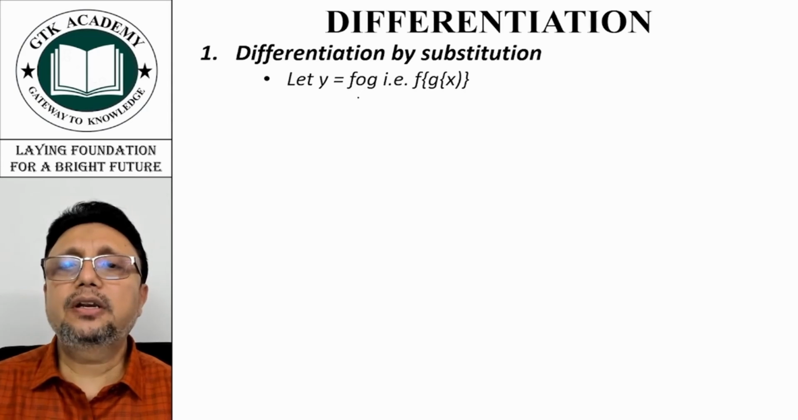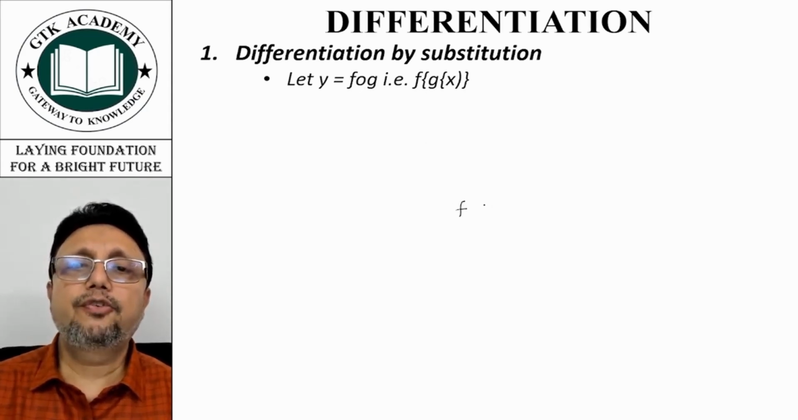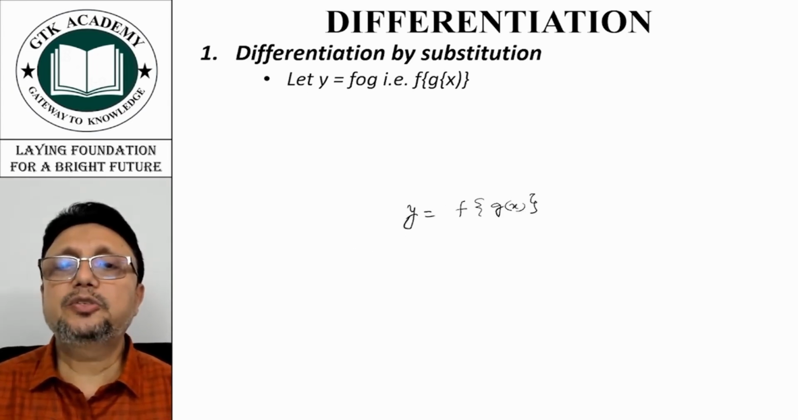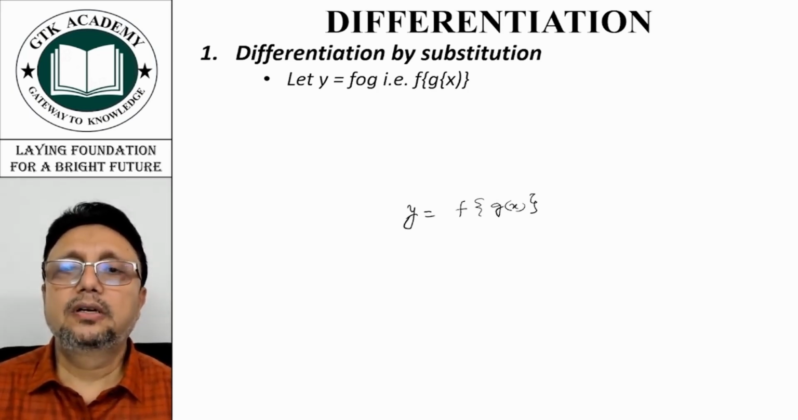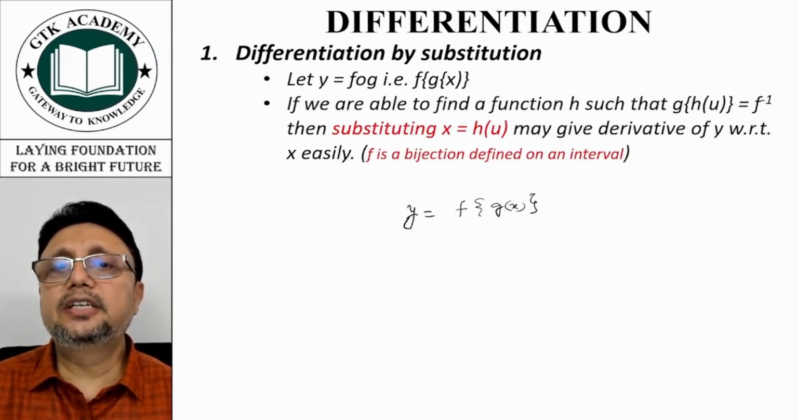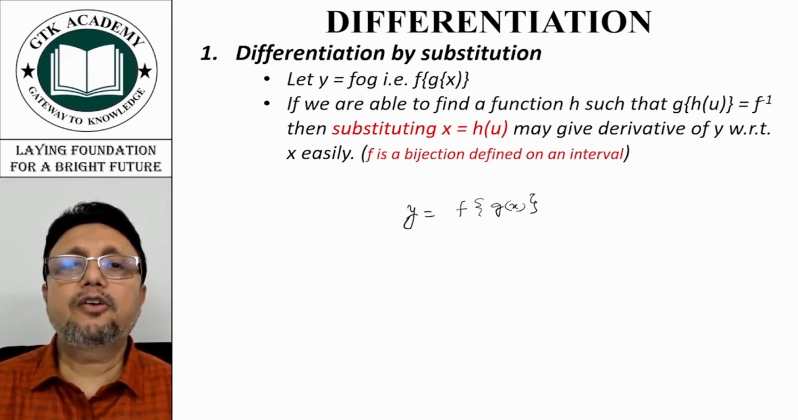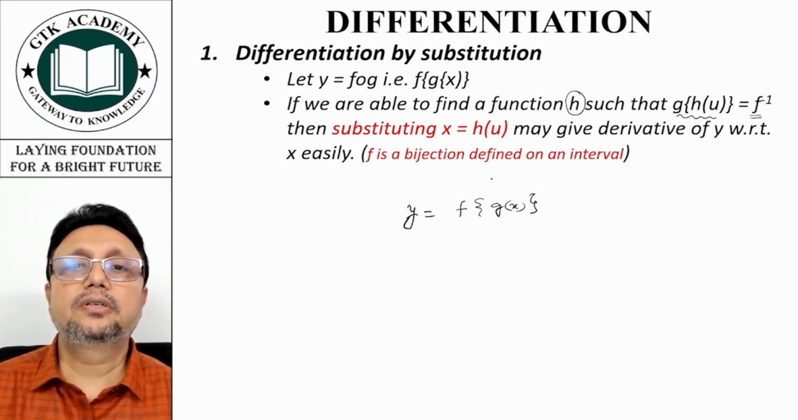Now, if we have a function f of g, that is f(g(x)), that means y = f(g(x)). So f(g(x)) means it's a composite function. Now just read this statement. If we are able to find a function h such that g(h(u)) is f inverse, then substituting x = h(u) may give the derivative of y with respect to x very easily. What do we mean by that?